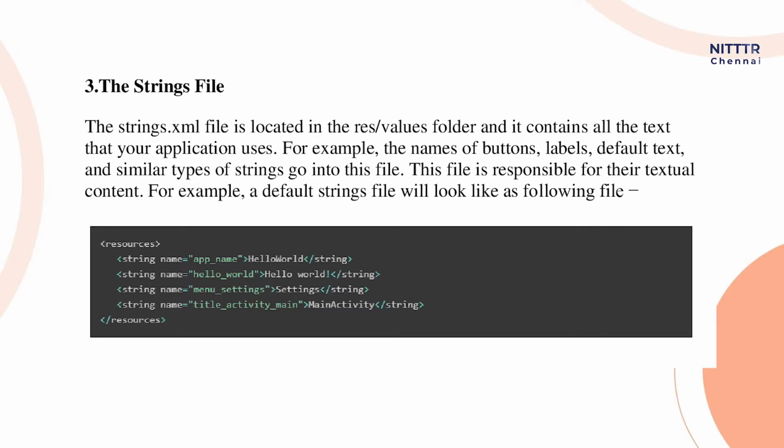So, going into this file, it is responsible for the textual content. For example, a default strings file will look like the following. Under the resources section, we have a string named app_name, Hello World. So here we are representing Hello World as a string. Then the second one is hello_world. This is also a string. So this is about the strings file.